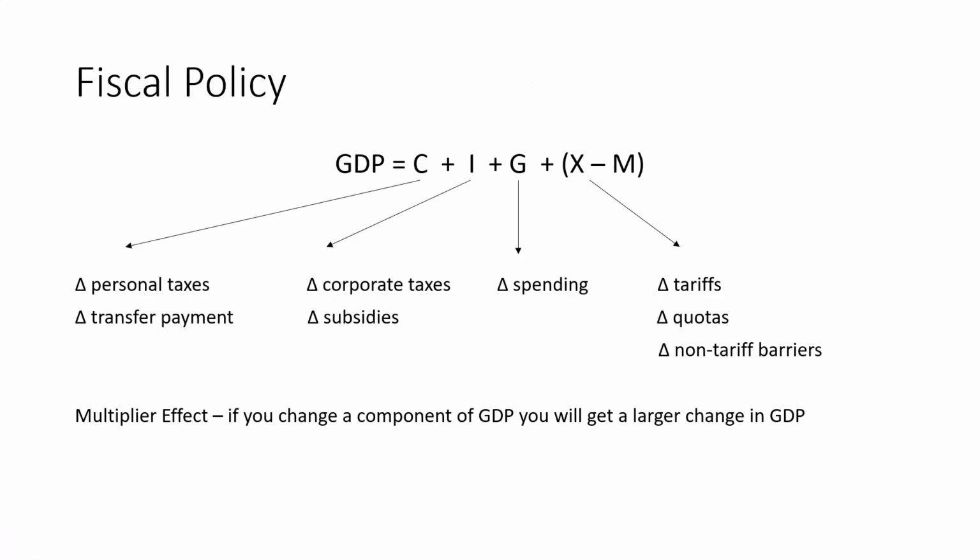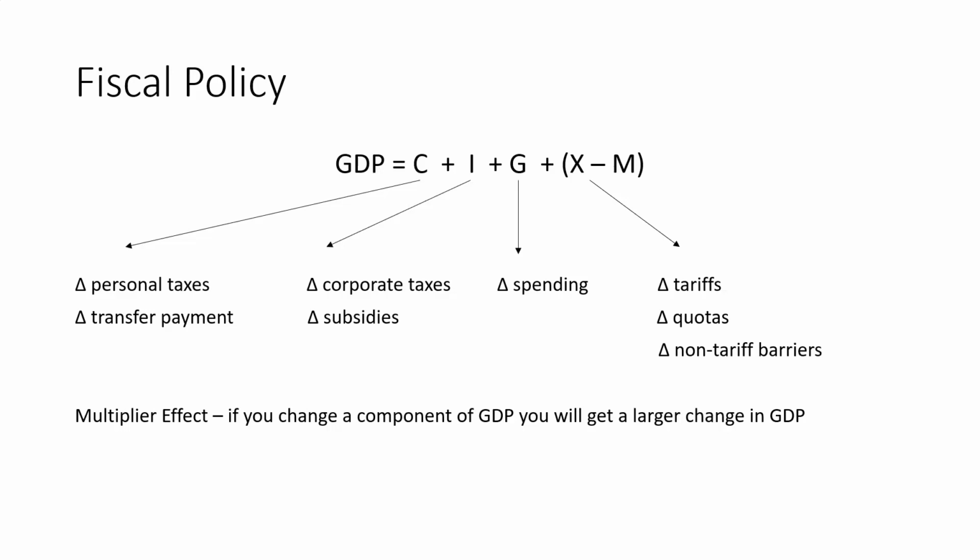If we go back and look at the components of GDP, remember GDP is consumption plus investment plus government spending plus net exports. Now, how can we use fiscal policy to change each of these components? Well, let's look at each one of them. Consumption. How can we use taxing and spending to change consumption? Well, probably the first one that is the easiest to look at is changing your income.